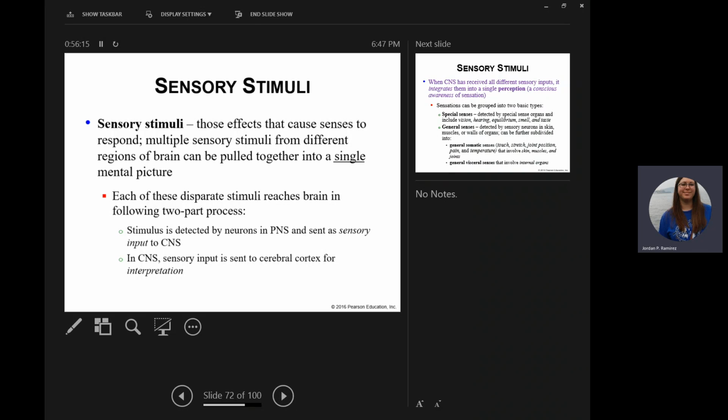All right, so each of these separate stimuli reaches the brain in the following two-part process. The stimulus is detected by the neurons in the peripheral nervous system, which is special senses, what I was talking about more, but that's okay. And it is sent as sensory input into the central nervous system. In the central nervous system, the sensory input is sent to the cerebral cortex, again, that outside portion, going outwards from the thalamus. Smell is different, it doesn't go through the thalamus, but to that outside portion, that gray matter with little folds, the cerebral cortex, for interpretation.